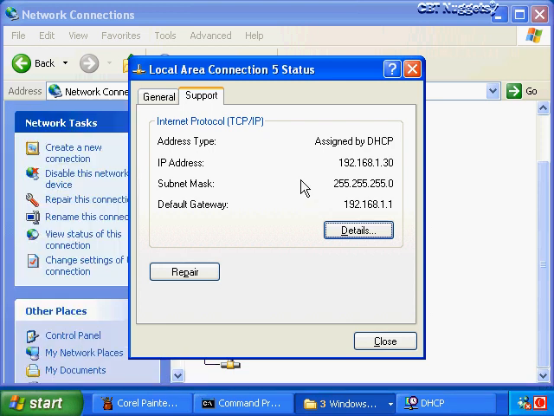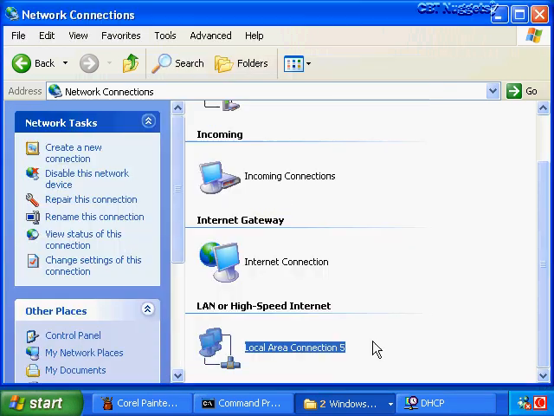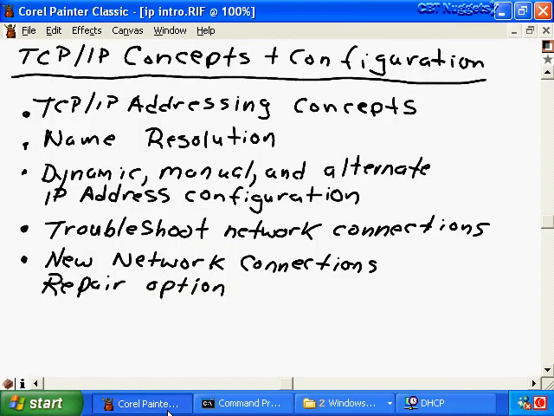Speaking of time, that brings us to the end of this video. Let's close out of here, bring up our slide. In this video we learned the concepts of TCP/IP addressing and how our computer resolves NetBIOS names and host names. And we learned how to assign an IP address to our computer using dynamic, manual, and alternate IP address configuration methods. And then we learned how to use our different command line utilities such as ipconfig, ping, nbtstat, netstat to help troubleshoot our network connections.